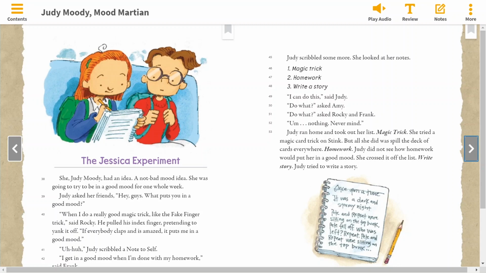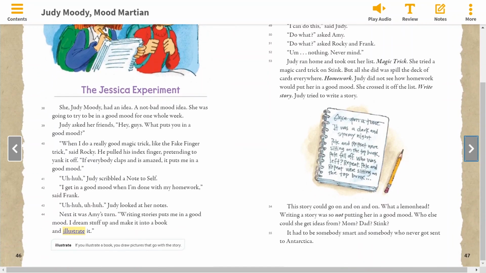The Jessica experiment. Judy Moody had an idea. A not bad mood idea. She was going to try to be in a good mood for one whole week.